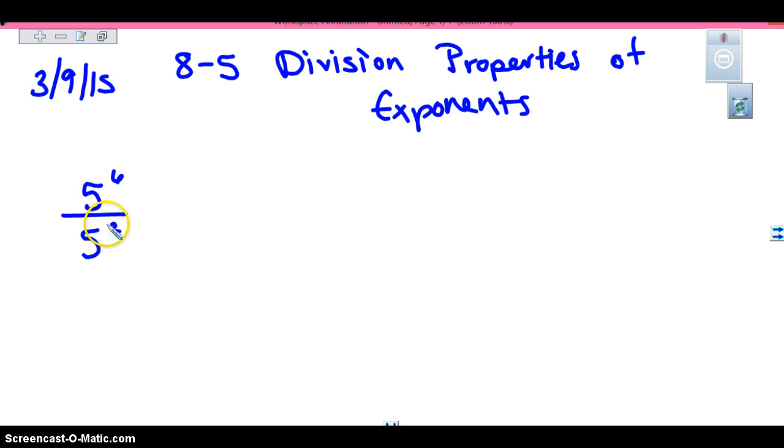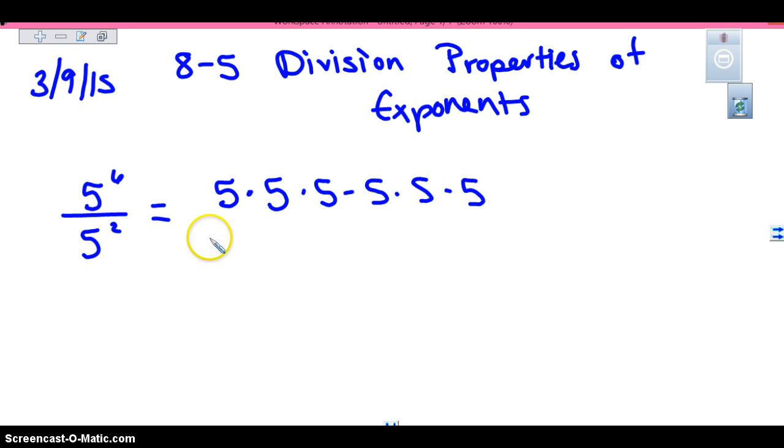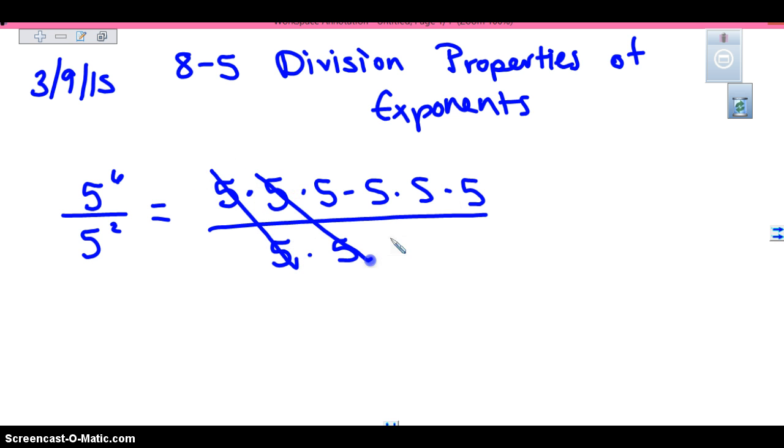Today we're talking about division properties of exponents. So we can use repeated multiplication to simplify fractions. That would mean 5 to the 6th power over 5 squared. We've expanded the numerator and denominator, and we can cancel the like terms. So this would equal 5 to the 4th power.